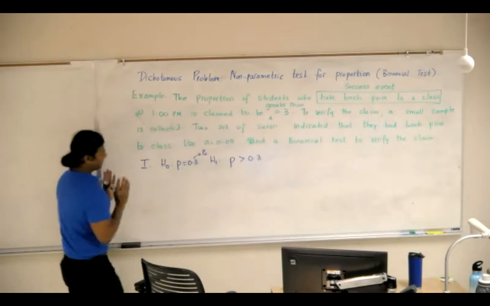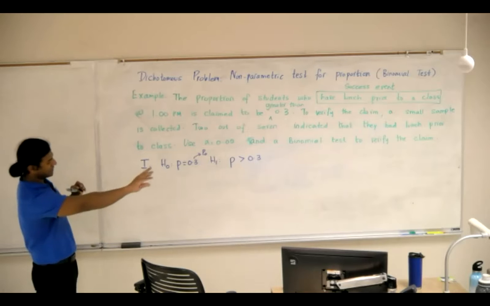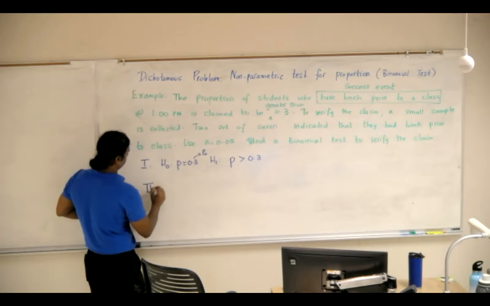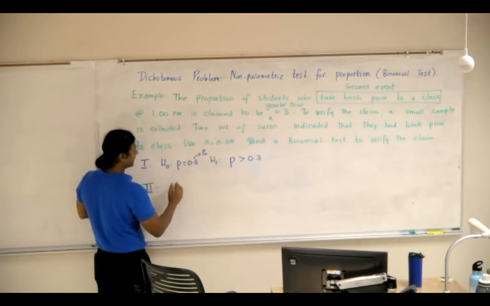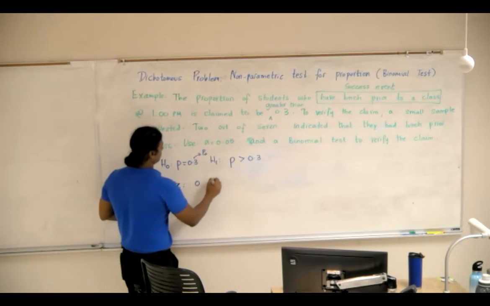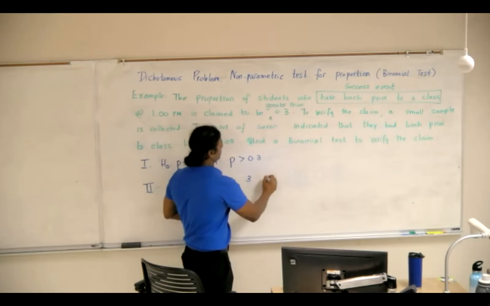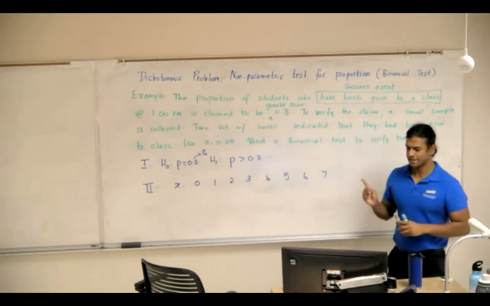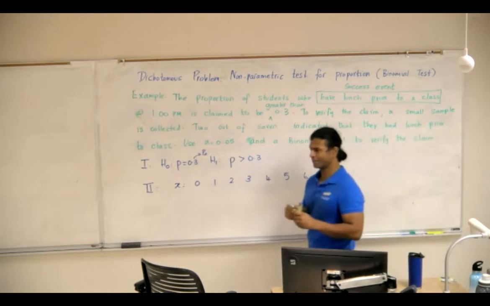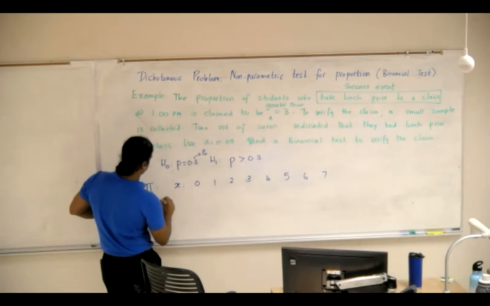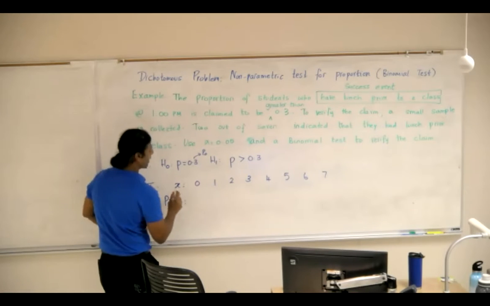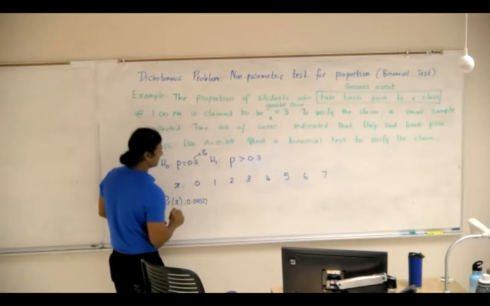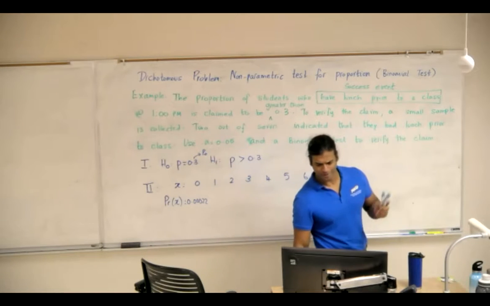Now, we found the probability distribution already. So the possible outcomes here are 0, 1, 2, 3, 4, 5, 6, and 7. Yes? And what are their probabilities? Did we write that down? I remember the very first one. It is 0.00022.